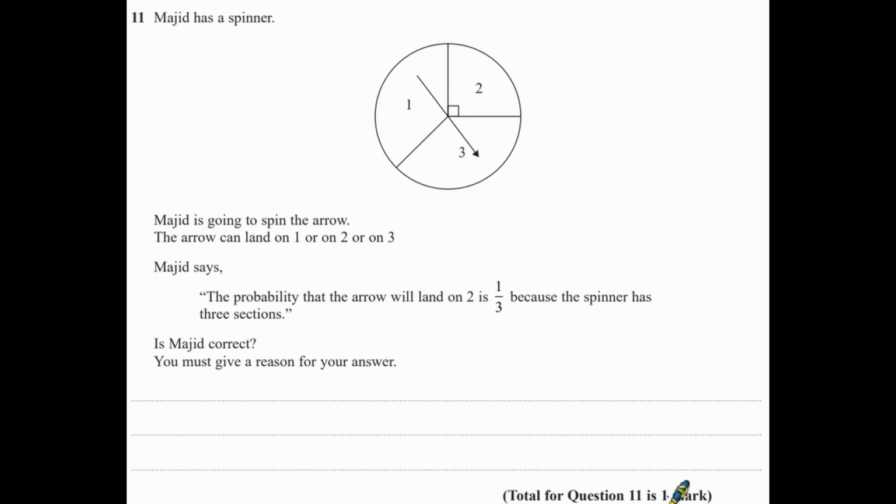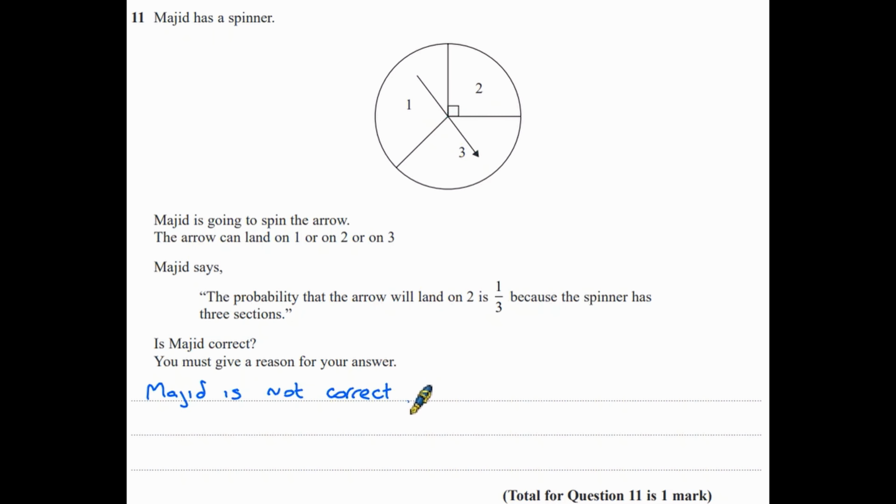Now, don't write a book here, it's only worth 1 mark, but is Majid correct? So we can say Majid is not correct. And we have to say why. Well, the reason being, you can put it several different ways. If it was going to be 1/3, then the angle of all the sections would be the same. They would be thirds of the circle. Therefore, it is more likely that the arrow will land on 1 and 3 because they're bigger areas.